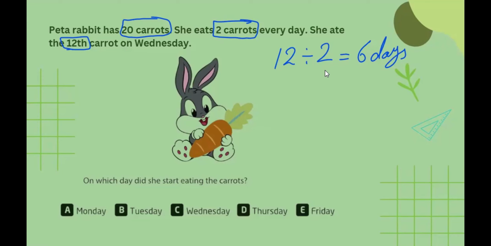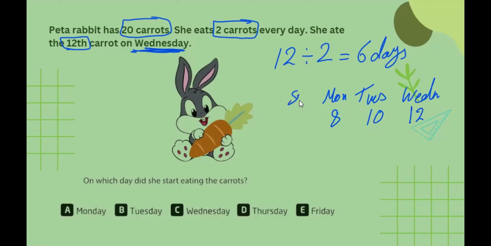So when she started to eat the carrots, we have here Wednesday, right? So Wednesday, let's get back in time 6 days. Wednesday, she ate the 12th carrot. Tuesday, she ate the 10th carrot. Monday, the 8th carrot, because each day she ate 2 carrots.